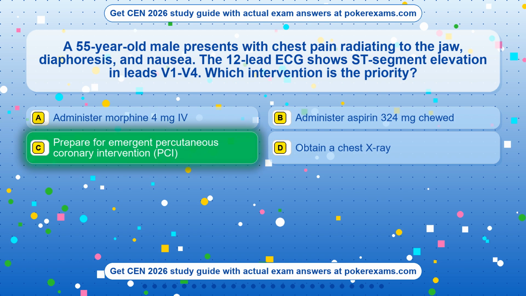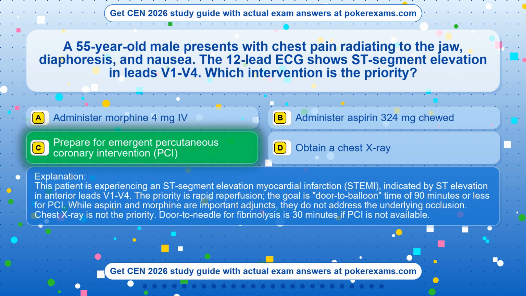The correct answer is option C. Prepare for emergent percutaneous coronary intervention, PCI. This patient is experiencing an ST segment elevation myocardial infarction, STEMI, indicated by ST elevation in anterior leads V1 to V4. The priority is rapid reperfusion. The goal is door-to-balloon time of 90 minutes or less for PCI. While aspirin and morphine are important adjuncts, they do not address the underlying occlusion. Chest X-ray is not the priority. Door-to-needle for fibrinolysis is 30 minutes if PCI is not available.